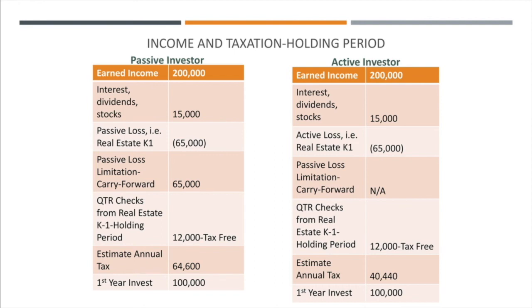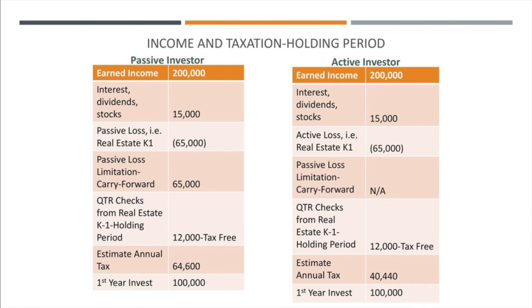On the passive investor side, they're not losing out on that $65,000, but as I mentioned before, it's on hold, and it's a wait and see kind of thing in the future. So it's subject to what we call our passive loss carry forward. But on an active investor, that $65,000 is going to be readily available to offset the $200,000 and the $15,000 that they've received, and they're going to see that write-off coming through on the return, not limited.